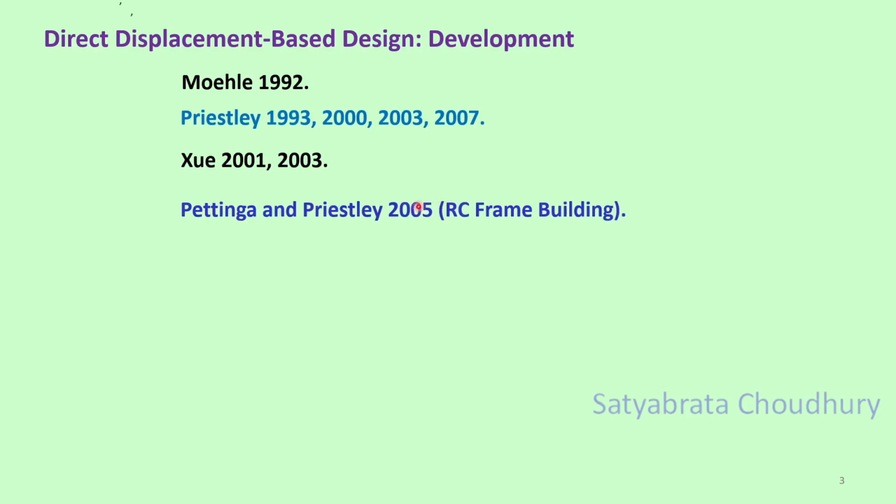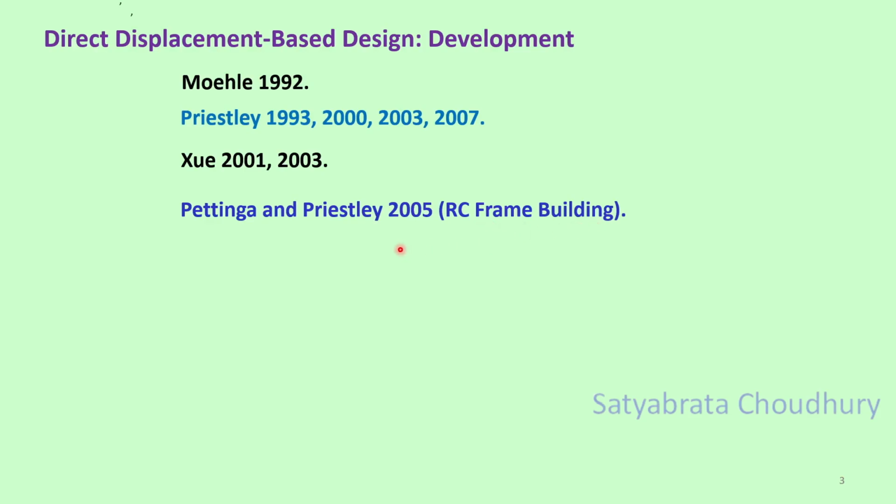So this development historically is like this. Moyle in 1992 gave a rudimentary direct displacement based design method. Then Priestley in 1993 gave another process which he improved over the years: 2000, 2003, 2007. 2007 is actually his book Displacement Based Seismic Design. That book is available in the market. Zhu in 2001 and 2003, Pettinga and Priestley in 2005 gave a DDBD method for RC frame buildings.